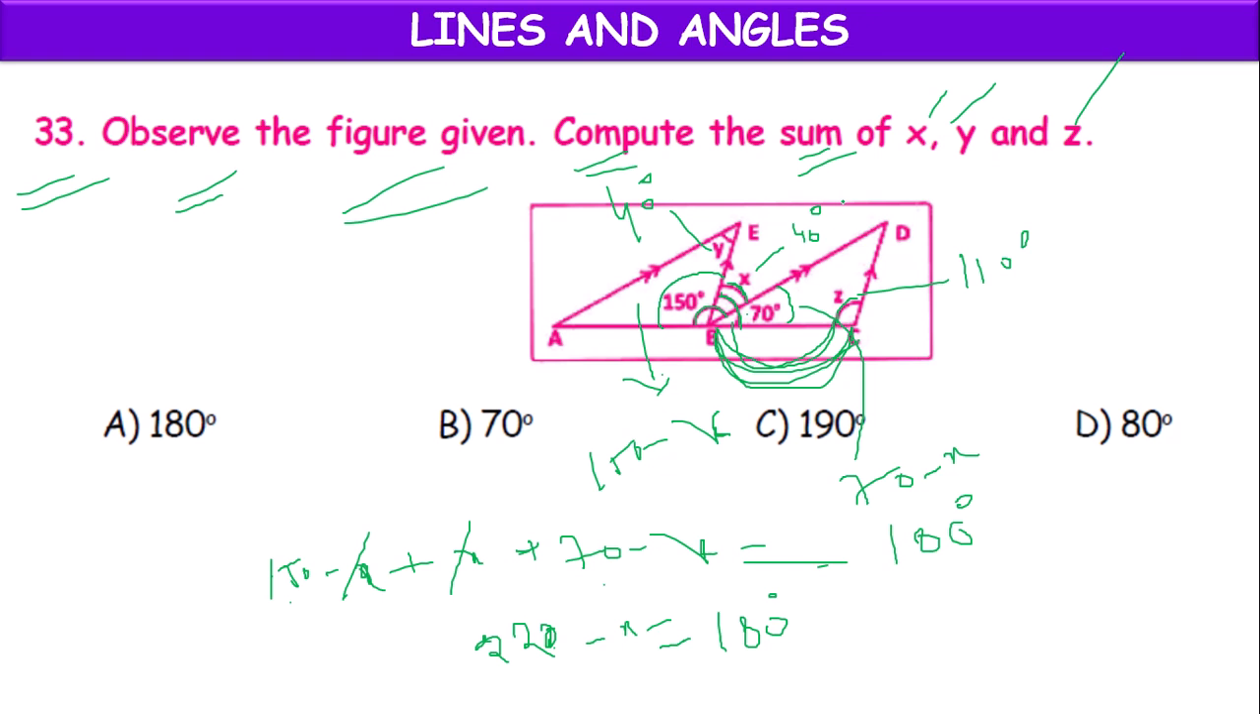So X value we got 40, Y value we got 40, Z value we have got 110. If we add the sum, 110 plus 40, 150 plus 40, 190. Option C is right.